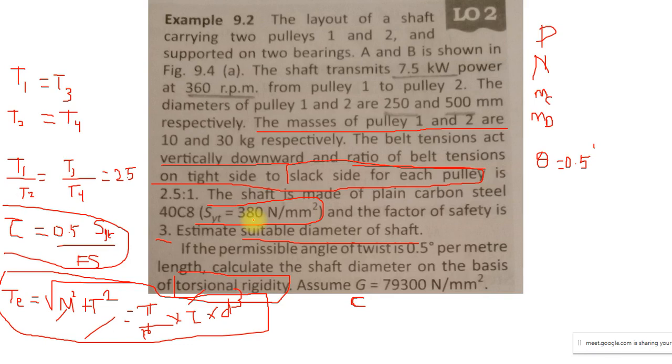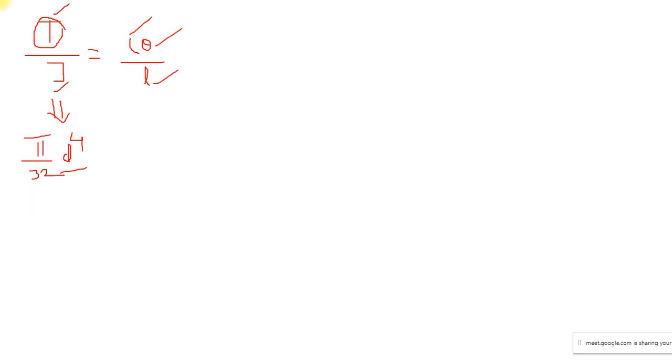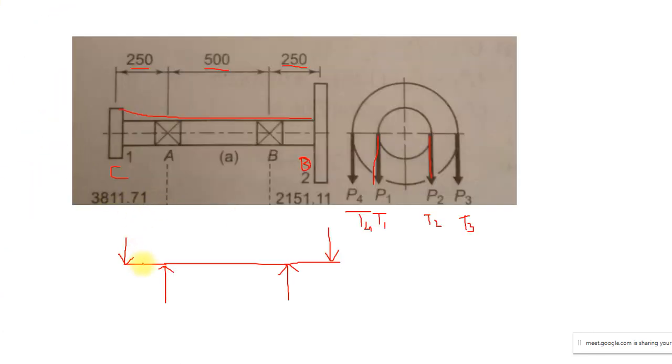Let us go and write down the given data. This is the beam I have. I am going to consider this as A, this as B, this as C, and this as D. The first target is to find the torque value. Once I find the torque value, I need to find the load acting on C, and the load acting on D. If I know the load acting on C and D, definitely I can find the bending moment.